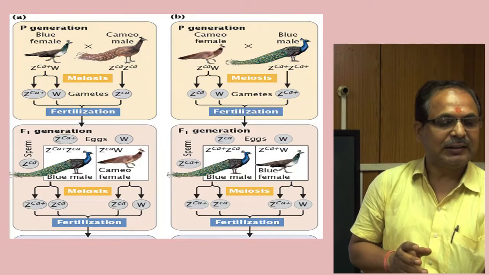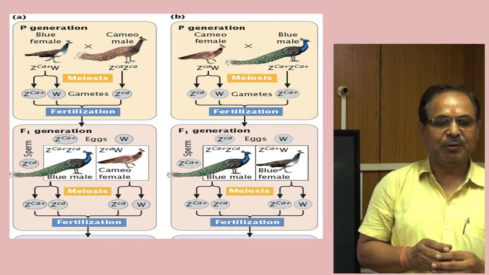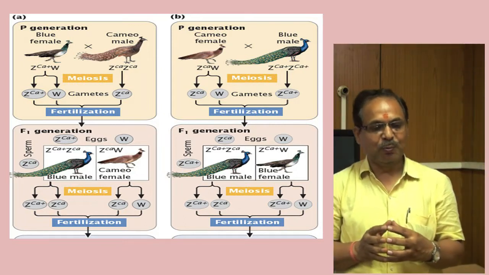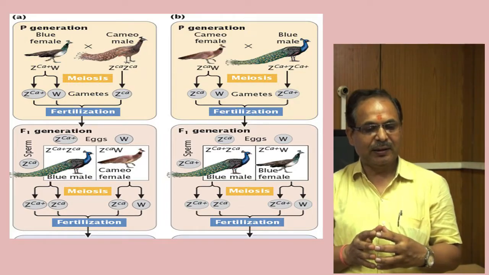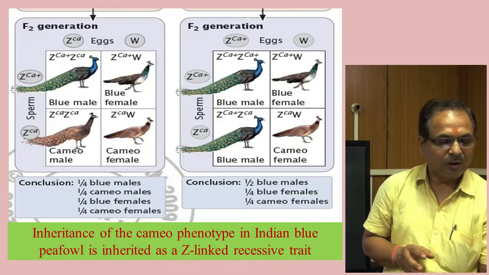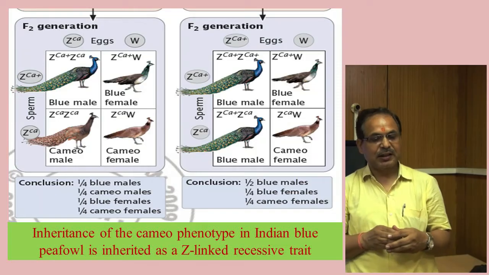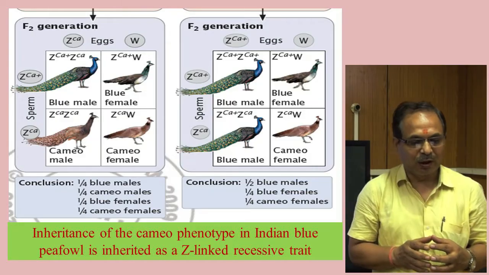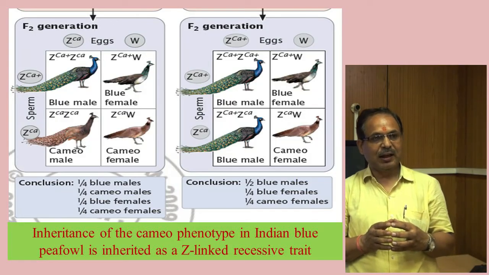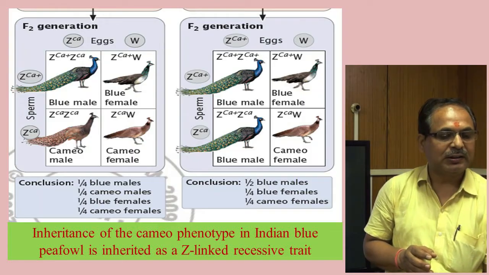When the reciprocal cross takes place, in which a cameo female is crossed with a blue male, in F1 generations we have all blue males and blue females. But when they are intermated, in the F2 generations we observe that half were blue males, 1/4 were blue females, and 1/4 were cameo females. So this is about the Z-linked sex traits.